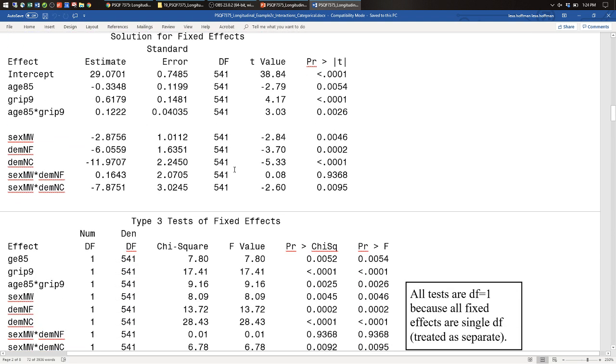So here is what we get. I have 2 tables printed here for you. The second table I typically skip, but I'm printing it here to make a point. The first table is the solution for fixed effects. This aligns directly with the betas in my equation. They're betas instead of gammas because we're in regression land, but it'll be the same when we get back to mixed models. The intercept, beta 0, beta 1, 2, 3, 4, 5, 6, 7, 8.